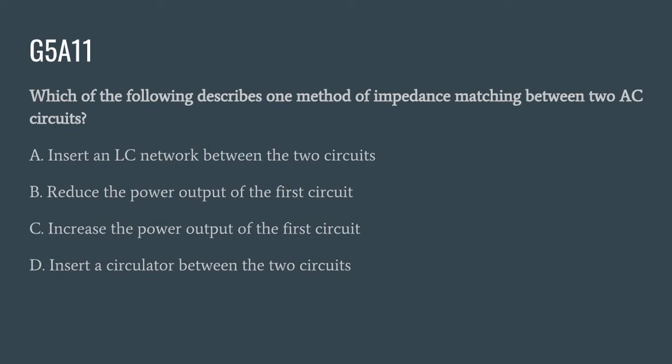G5A11. Which of the following describes one method of impedance matching between two AC circuits? A. Insert an LC network between two circuits. B. Reduce the power output of the first circuit. C. Increase the power output of the first circuit. Or D. Insert a circulator between the two circuits. Correct answer, A. Insert an LC network between the two circuits.